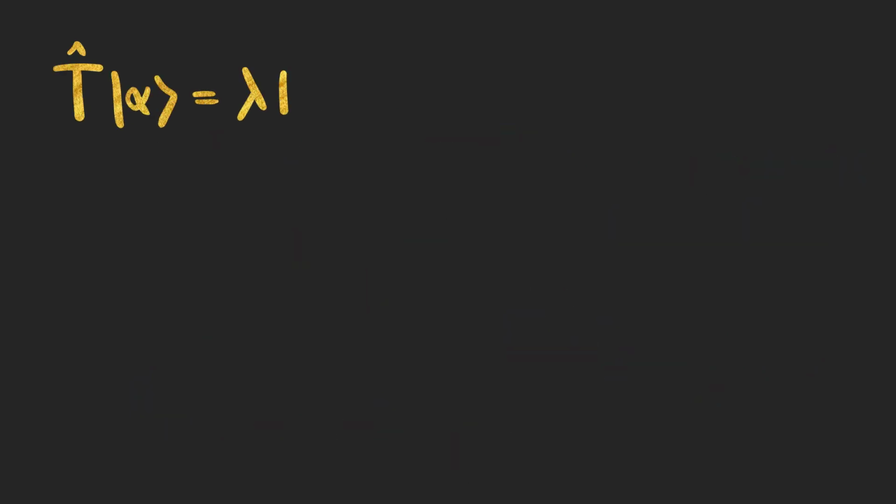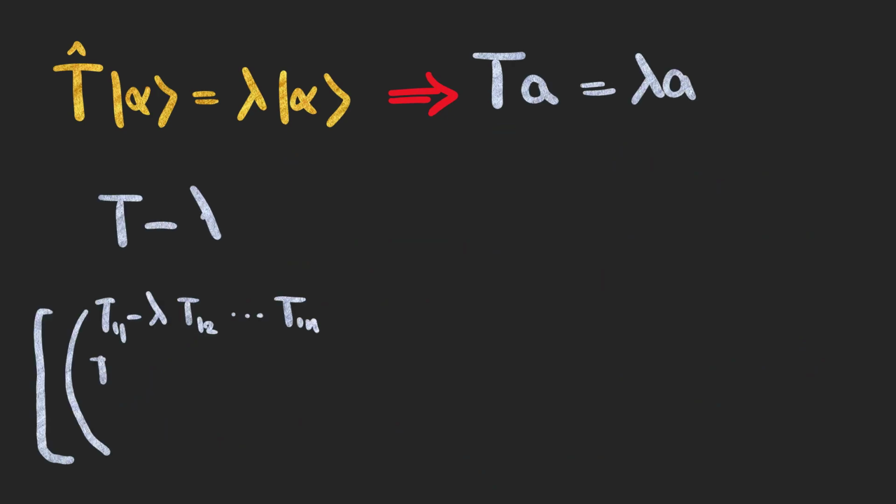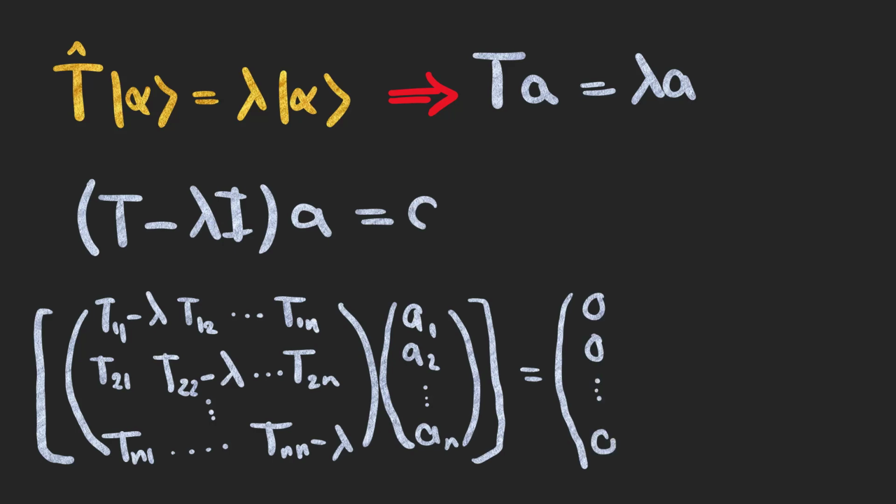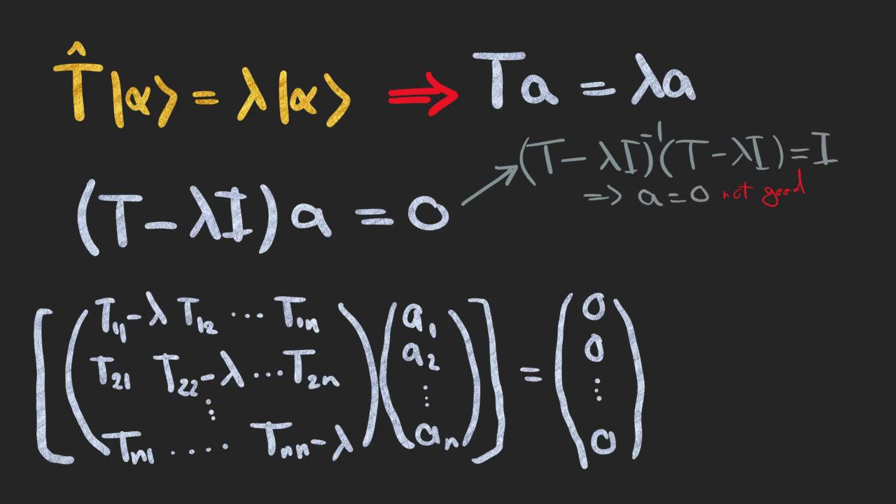For a particular basis, this equation can be written in matrix form. Putting all our matrices on one side of the equation gives this expression, in which 0 is a matrix with 0 elements. Now, if T minus lambda I has an inverse, we can multiply both sides by (T minus lambda I) inverse, and alpha yields 0, which is not an eigenvector. But if the determinant of T minus lambda I is 0, the matrix is singular and doesn't have an inverse.